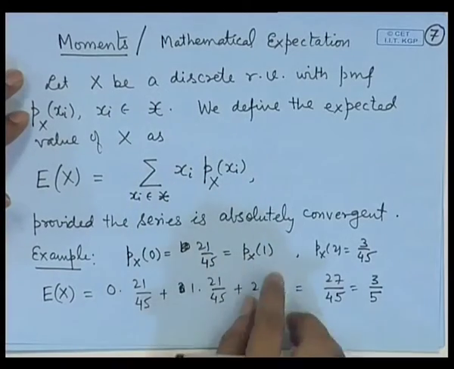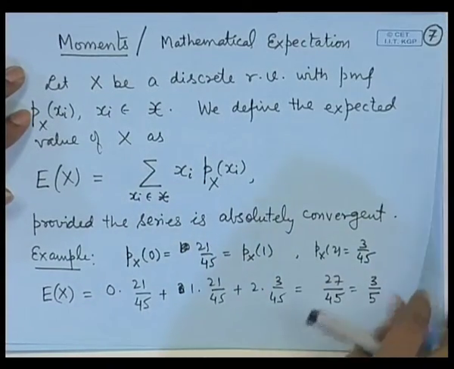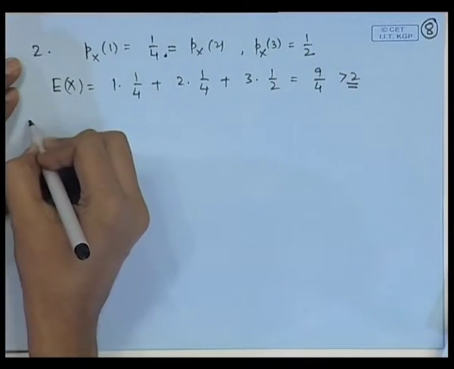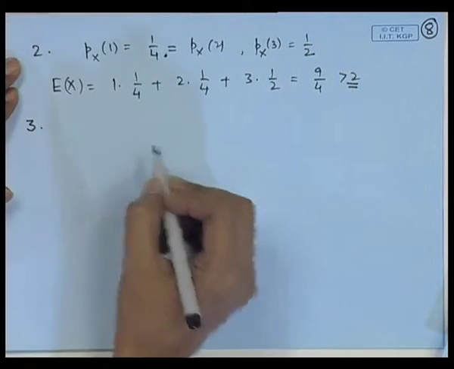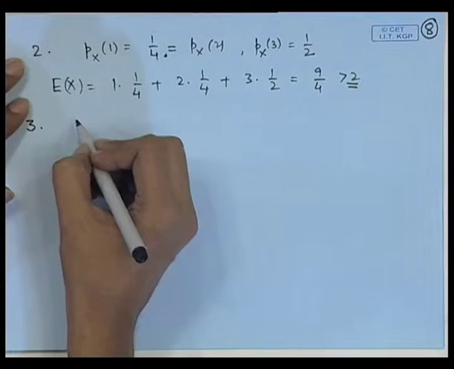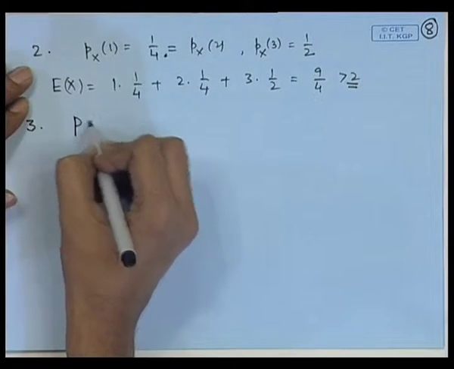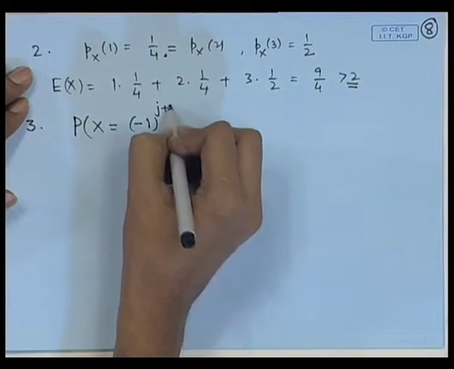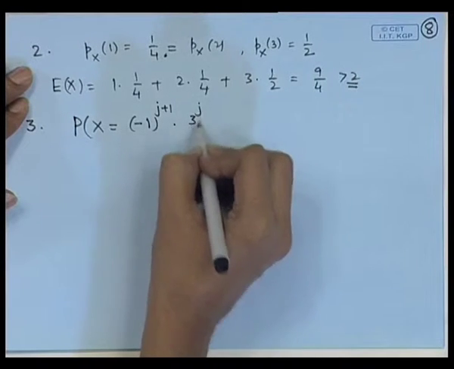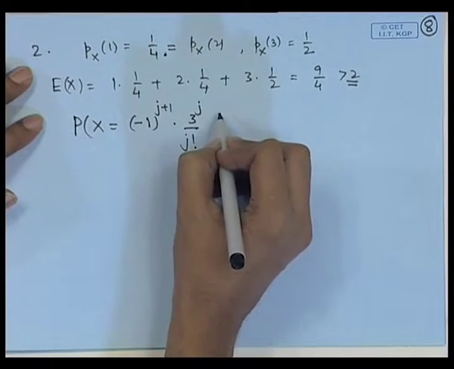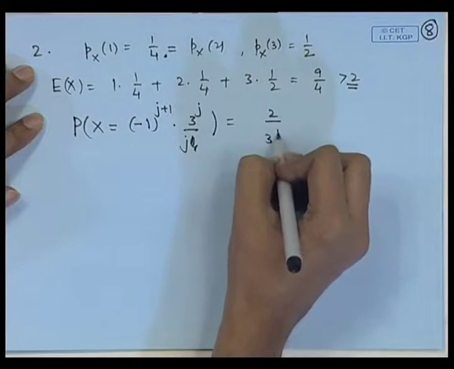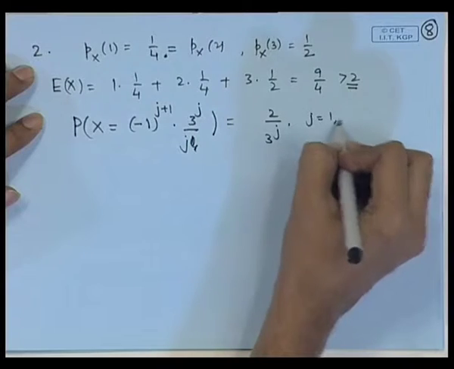You notice here that we have not checked the condition of absolute convergence, because the number of terms is only finite. The condition is needed in order that the expectation is well defined. Consider, say, probability that x is equal to (-1)^(j+1) 3^j by j factorial, is 2 by 3^j, j equal to 1, 2 and so on.